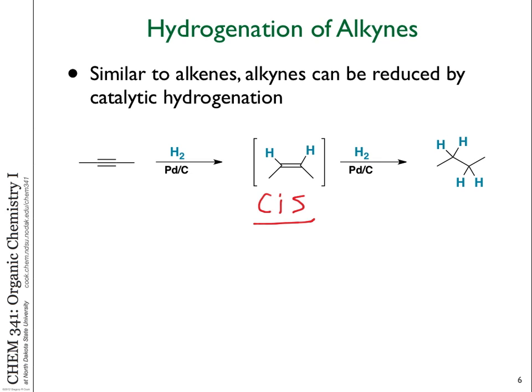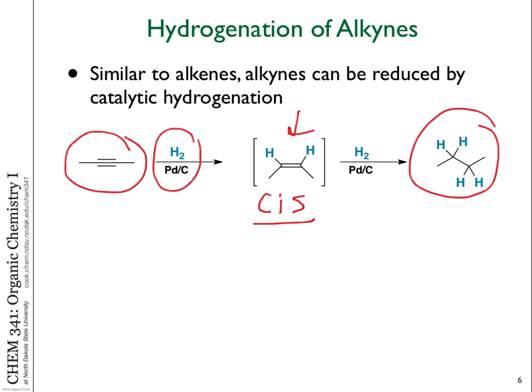But we know already that in the presence of something like palladium catalyst and hydrogen gas, double bonds react very readily to make alkanes, right? So the problem here is that we don't have a way to stop at this point. If you take any alkyne, react it with hydrogen and a metal catalyst, it's going to go all the way to the alkane.